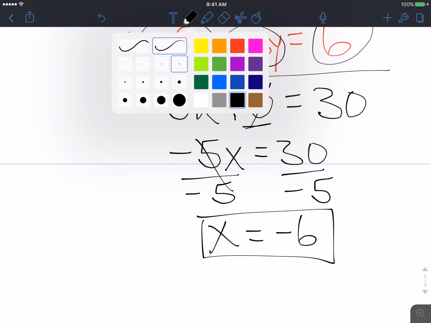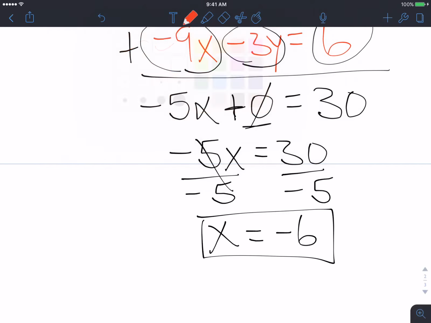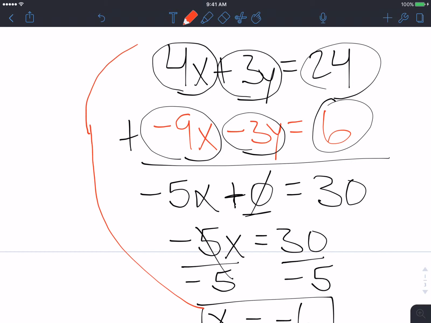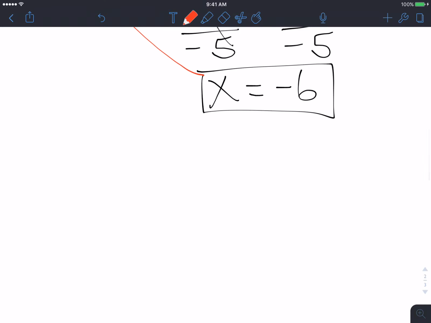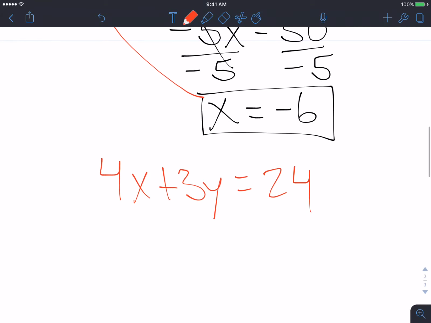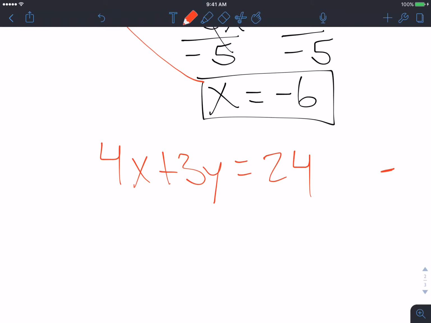Now, we have one variable, so we need to solve for y. So let's plug this value in for this x right there, and then we're going to solve for y. Okay? So 4x plus 3y equals 24. All I did was take the top equation and rewrite it down here. That's all I did. Nothing special.